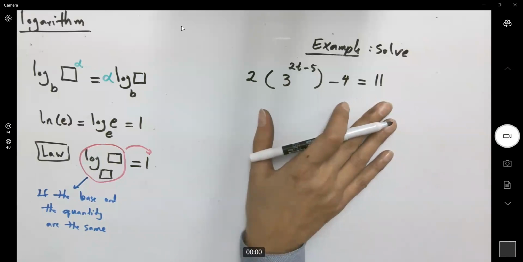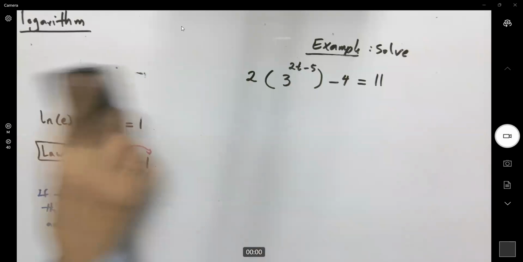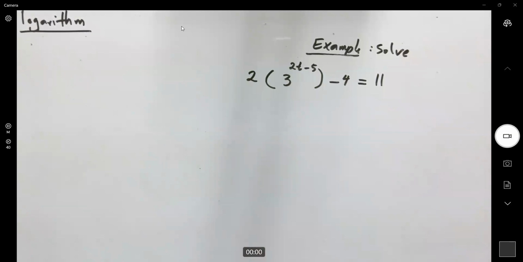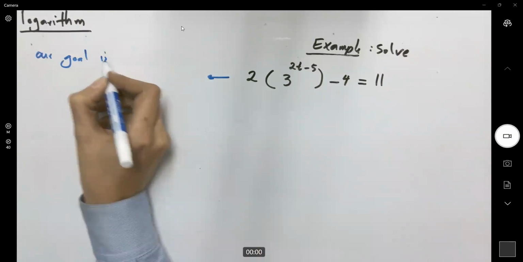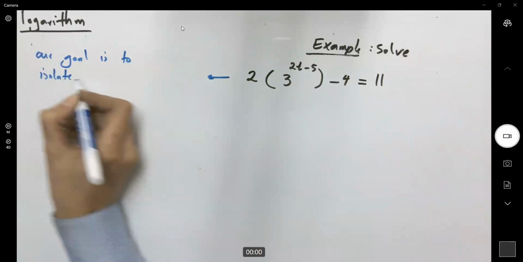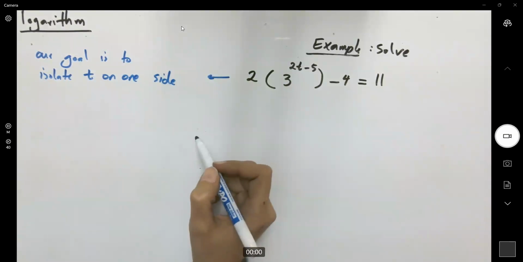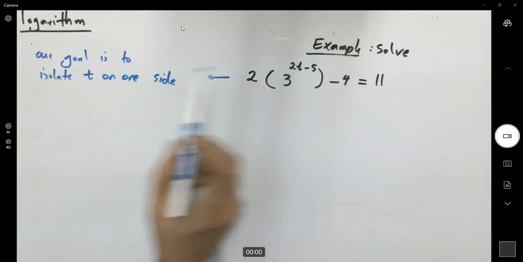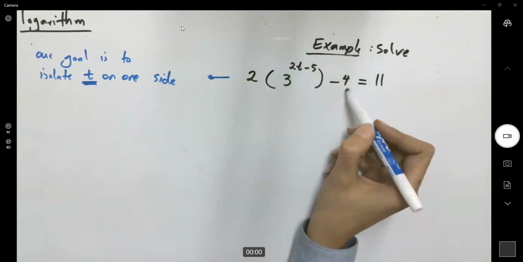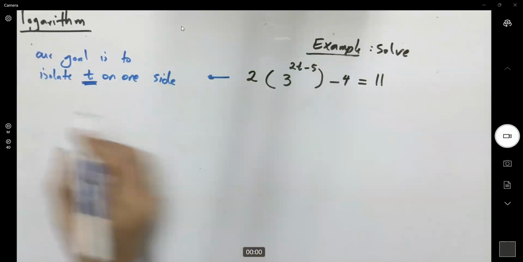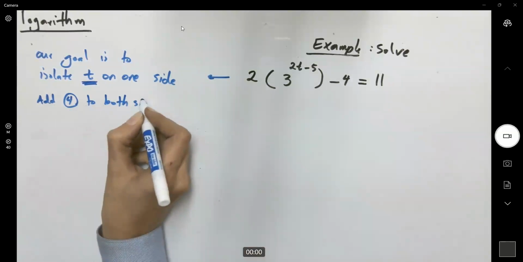What should I do? Our goal is to isolate the exponent on one side. This is our goal. So let us write it step by step. Our goal is to isolate t on one side. So step by step, we're going to isolate this exponent and eventually t on one side. The very first thing you should do is to get rid of this negative 4. Add 4 to both sides.